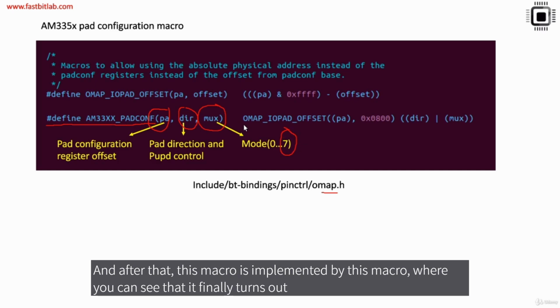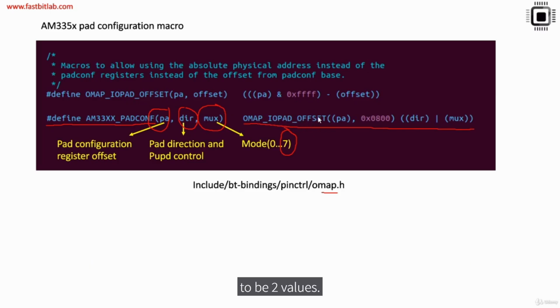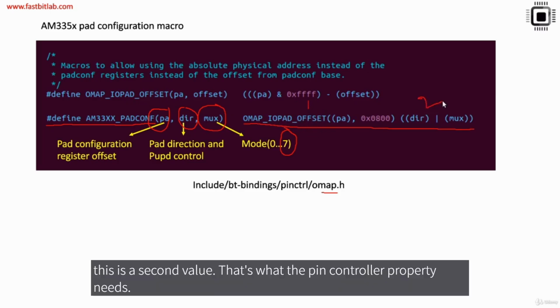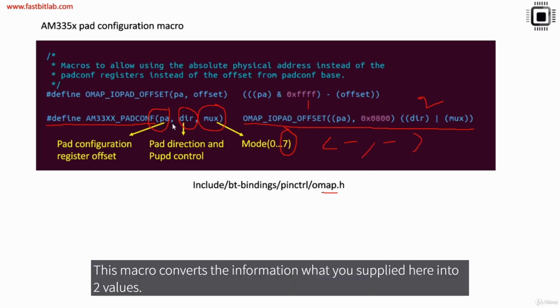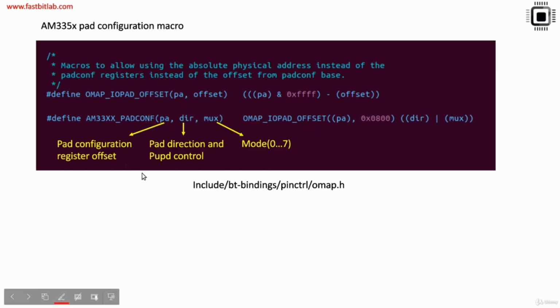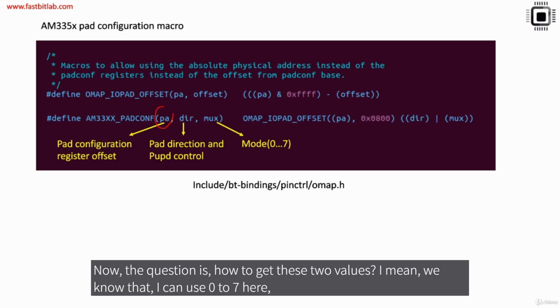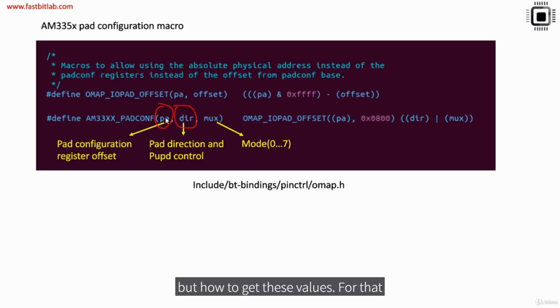And after that, this macro is implemented by this macro, where you can see that it finally turns out to be 2 values. This is the first value, this is the second value. That's what the pin controller property needs. It just needs 2 values. This macro converts the information you supplied here into 2 values. Now the question is how to get these 2 values. I mean, we know that I can use 0 to 7 here, but how to get these values? For that also there are dedicated macros. You just have to use that. You need not hard code any numbers here.